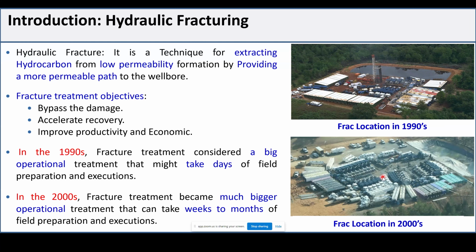Since 2000, the job has become much bigger. You can see how much more equipment, a much bigger treatment, and instead of taking just a few days to complete one well, we're now talking about weeks to months. Especially in horizontal wells, you are not doing one frac, you are doing multiple fracs, up to 40 to 60 fracs per well. That takes a huge amount of time. We're talking about weeks and sometimes months. So with time, at the fracture location, you need more equipment, more tanks, and more water.